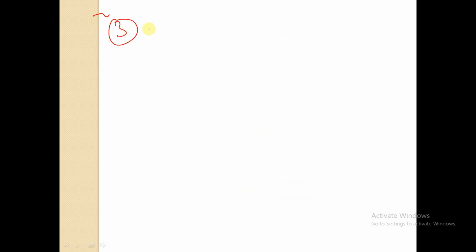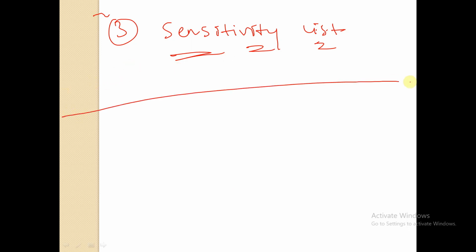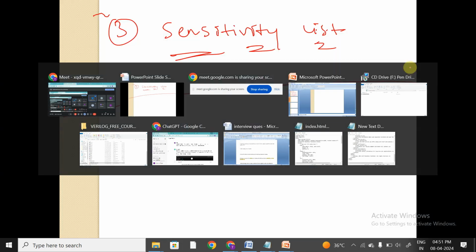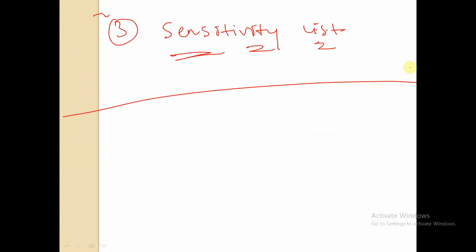The next question is, what is sensitivity list? Sensitivity list is the list of variables which we write inside case. Any change in this list of variables will trigger the case.